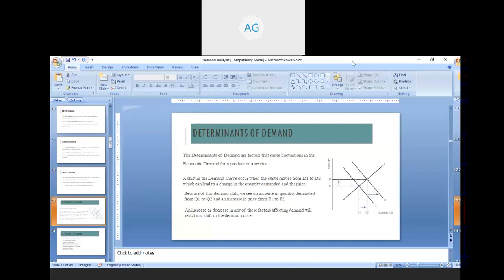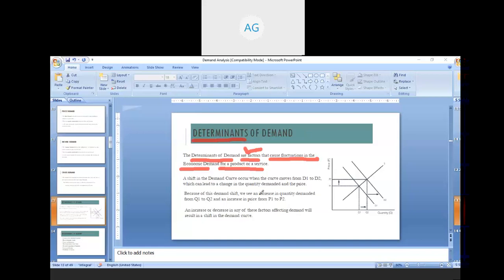So the next topic is determinants of demand. Basically, the determinants of demand are factors that cause fluctuations in the economic demand for a product or a service. So basically, the determinants of demand are the factors that cause fluctuations.